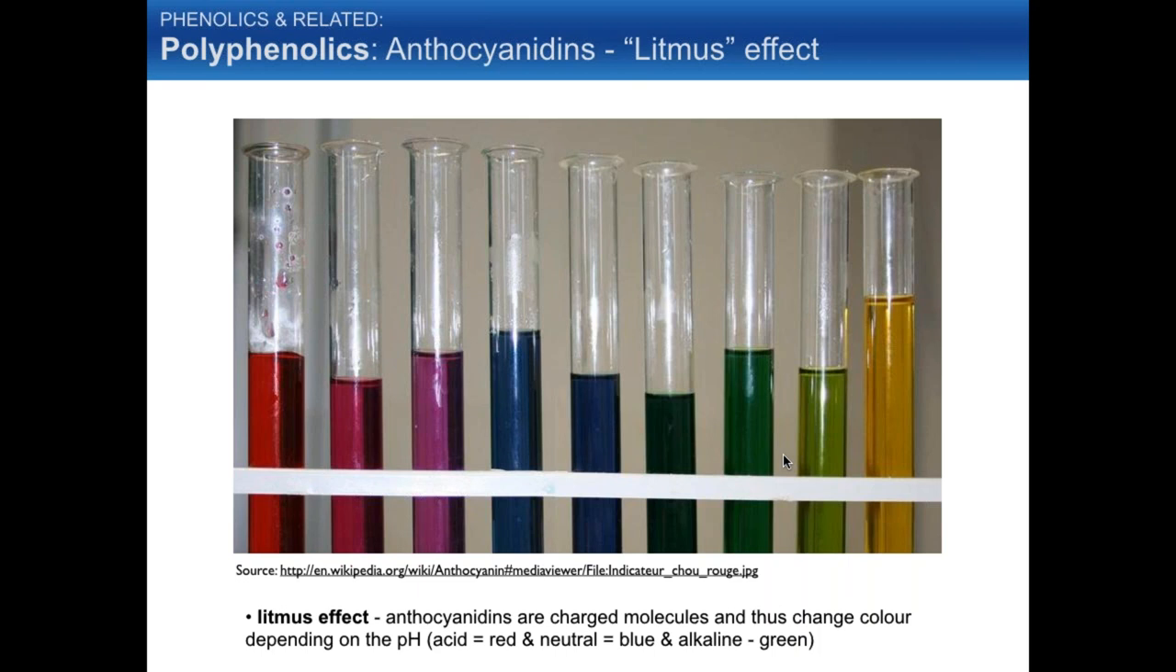So when you're looking at litmus paper used to measure the pH of solutions, some of those could be using things like anthocyanidins, which is kind of fun. I didn't do this myself, but I think in this picture here, they're using purple cabbage or red cabbage to do this little experiment. And instead of doing it at home, I just took the Wikipedia photo because I was lazy.